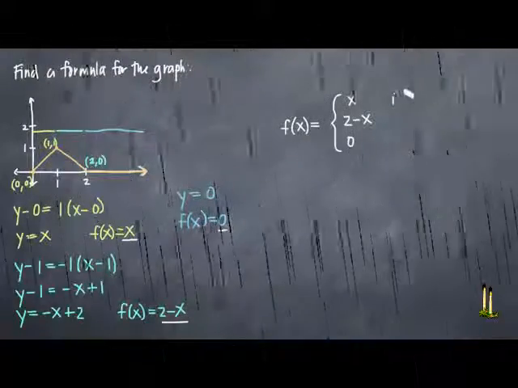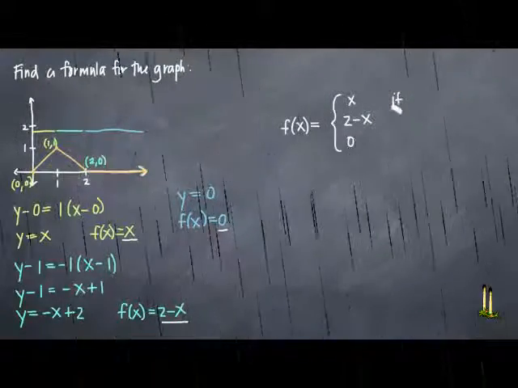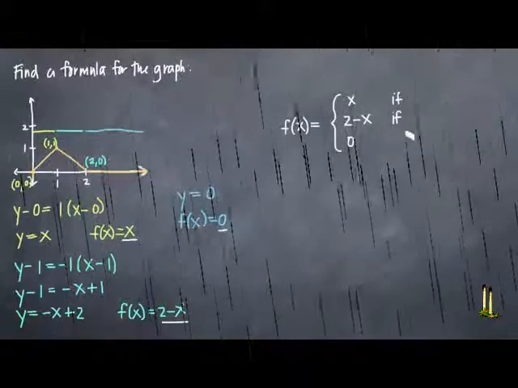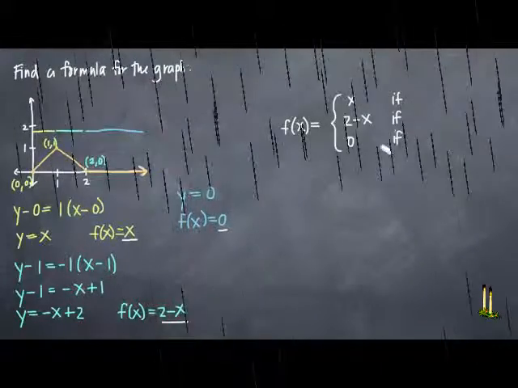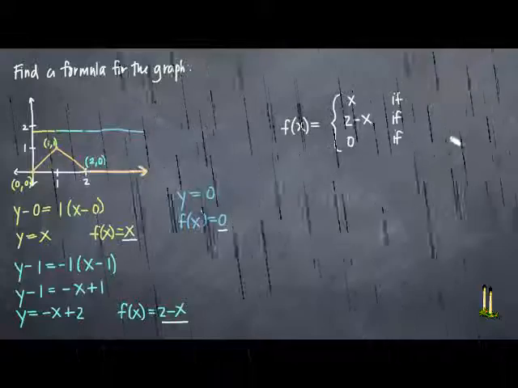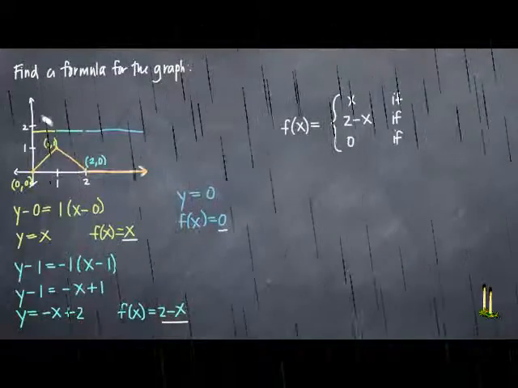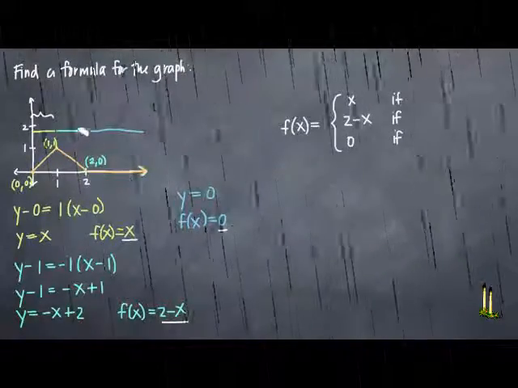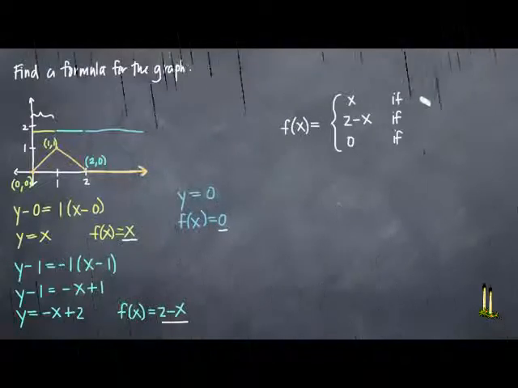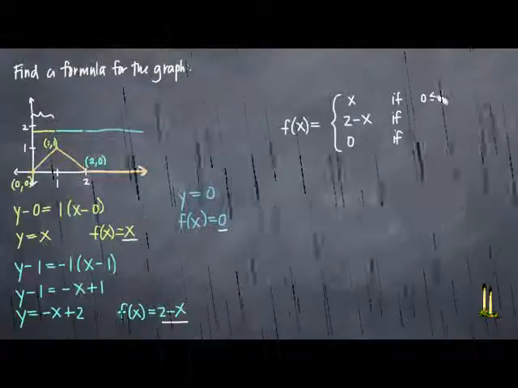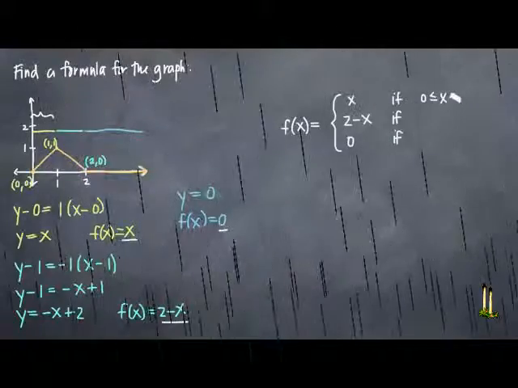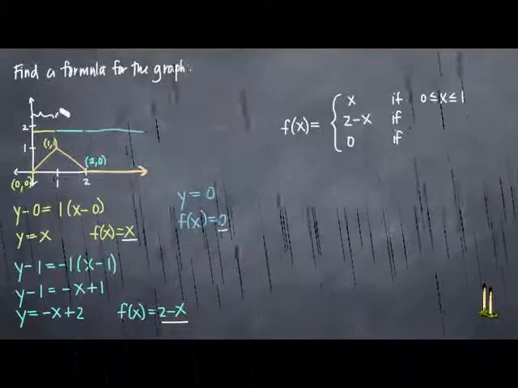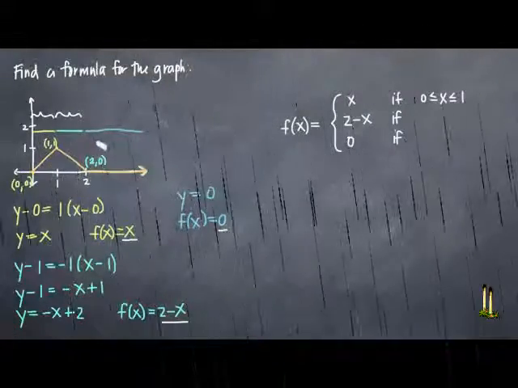So we'll say that our piecewise defined function is equal to x if, and then provide the domain. Same thing here, it's equal to 2 minus x if, and then define the domain, equal to 0 if x is some domain. So in the case of f of x equals x, we can see that the function is defined all the way from x equals 0 to x equals 1. So we can say that f of x is equal to x if x is greater than or equal to 0 and less than or equal to 1. Our piecewise defined function is equal to 2 minus x if x is between 1 and 2.